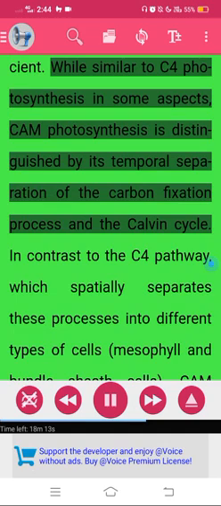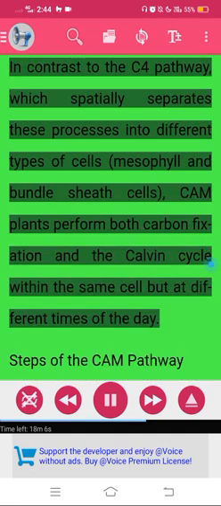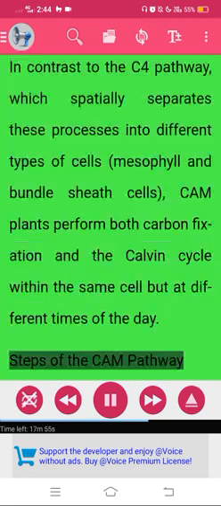The CAM pathway is an adaptation to arid climates where high temperatures and scarce water resources make traditional photosynthesis inefficient. While similar to C4 photosynthesis in some aspects, CAM is distinguished by its temporal separation of carbon fixation and the Calvin cycle. In contrast to the C4 pathway, which spatially separates these processes into different cell types, mesophyll and bundle sheath cells, CAM plants perform both carbon fixation and the Calvin cycle within the same cell but at different times of the day. Steps of the CAM pathway.